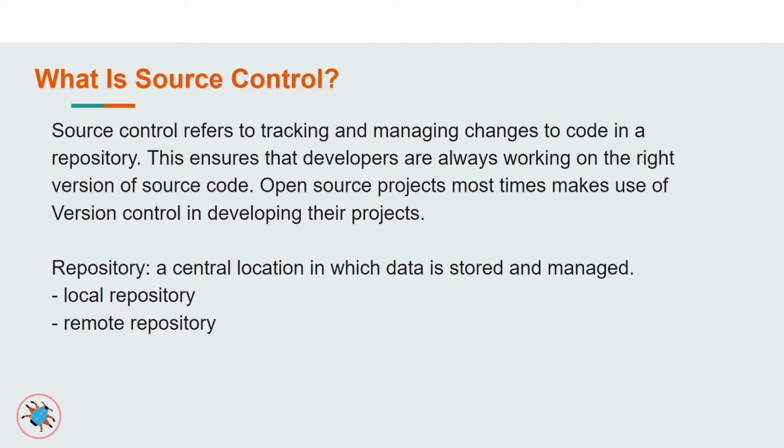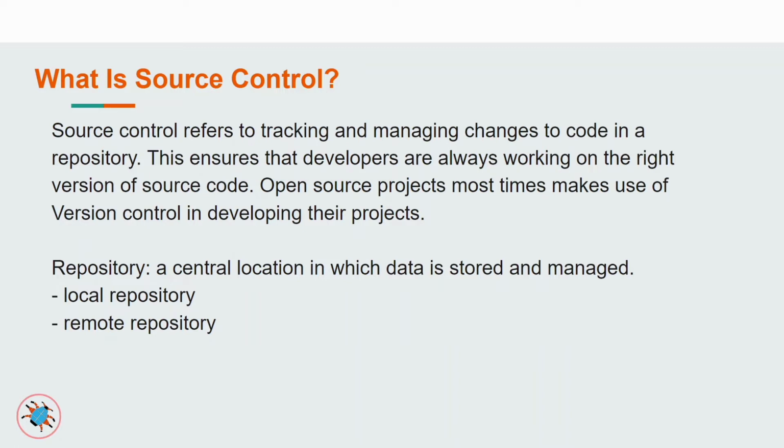So let's continue. It says here that open source projects most times make use of version control in developing their project, and this is the reason why we get to see lots of collaboration happening in open source projects, because it's available, so other developers can make changes to it, other developers can contribute to it, and then there can be faster updates and upgrades being made in such a project.